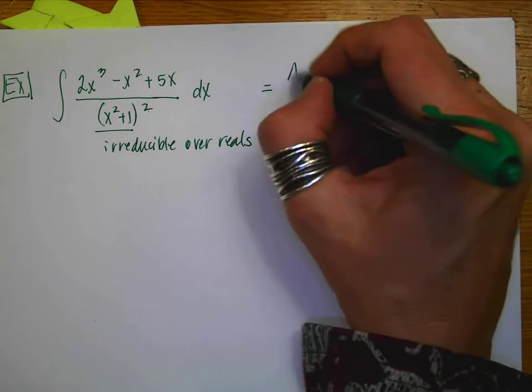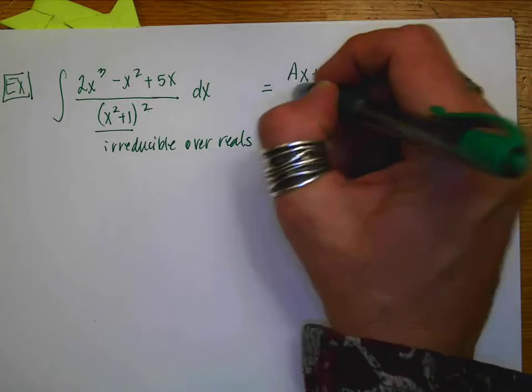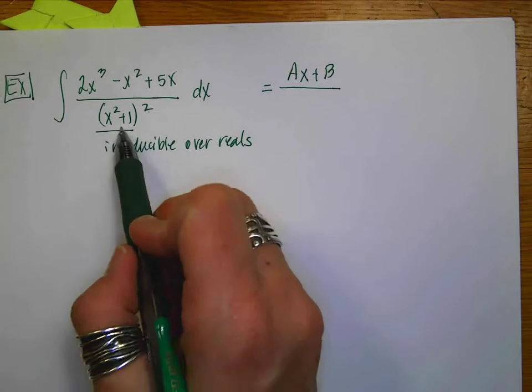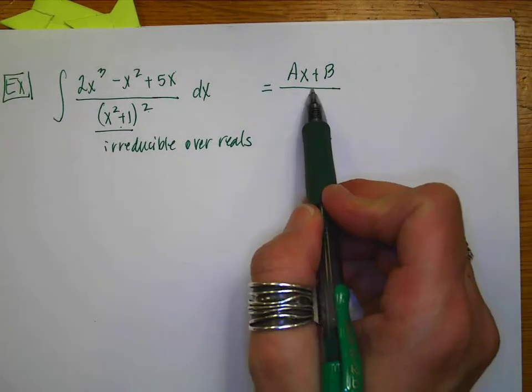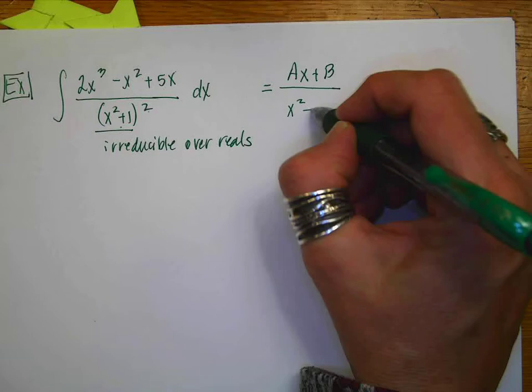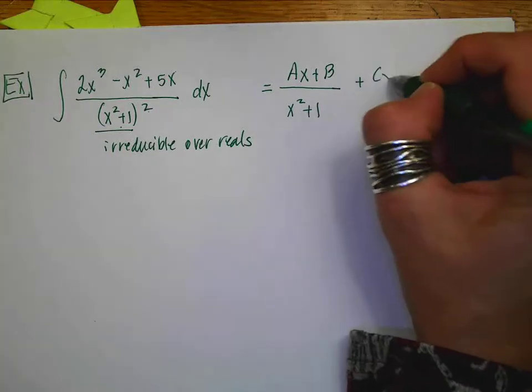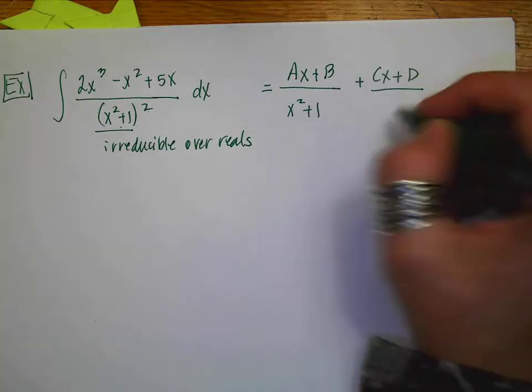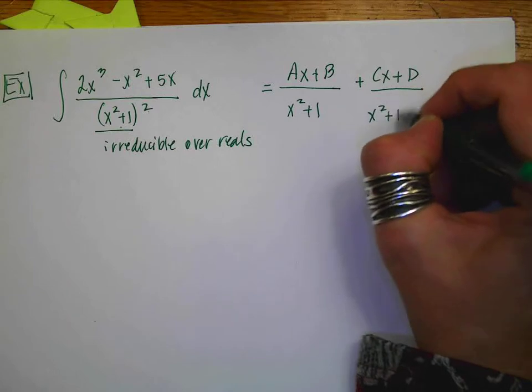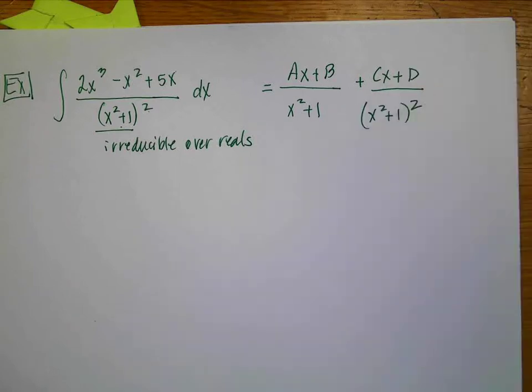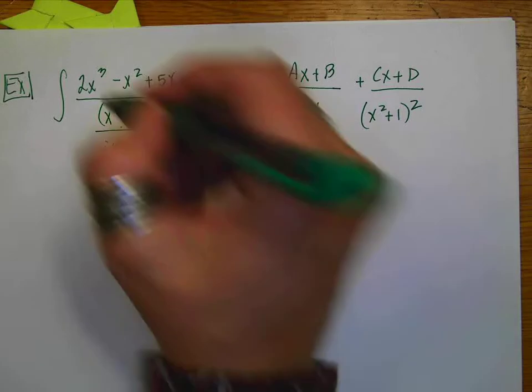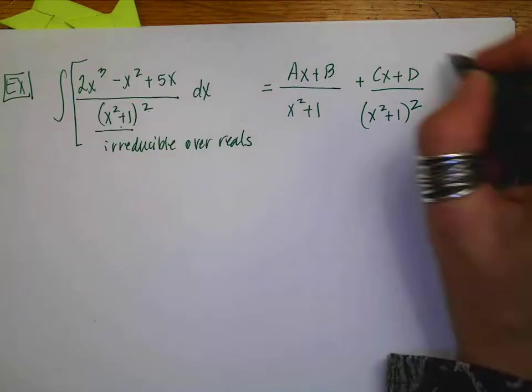So when I set up the partial fraction decomposition, it's going to be ax plus b. Anytime you have something that's irreducible, it turns into this, over x squared plus 1, and then plus, and I just keep using letters of the alphabet, cx plus d, and then I have x squared plus 1 quantity squared. So now I would be ready to run my partial fraction.